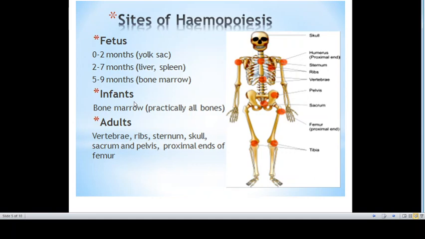And in adults, as you can see in the picture here, it is a skeleton, or a normal anatomy of an adult bone. The red patches pointed out here are the sites of hemopoiesis. So in adults, it takes place in the vertebrae, the ribs, the sternum, the skull, sacrum, and pelvis, and the proximal ends of the femur, as well as tibia. So these are the areas where hemopoiesis takes place.